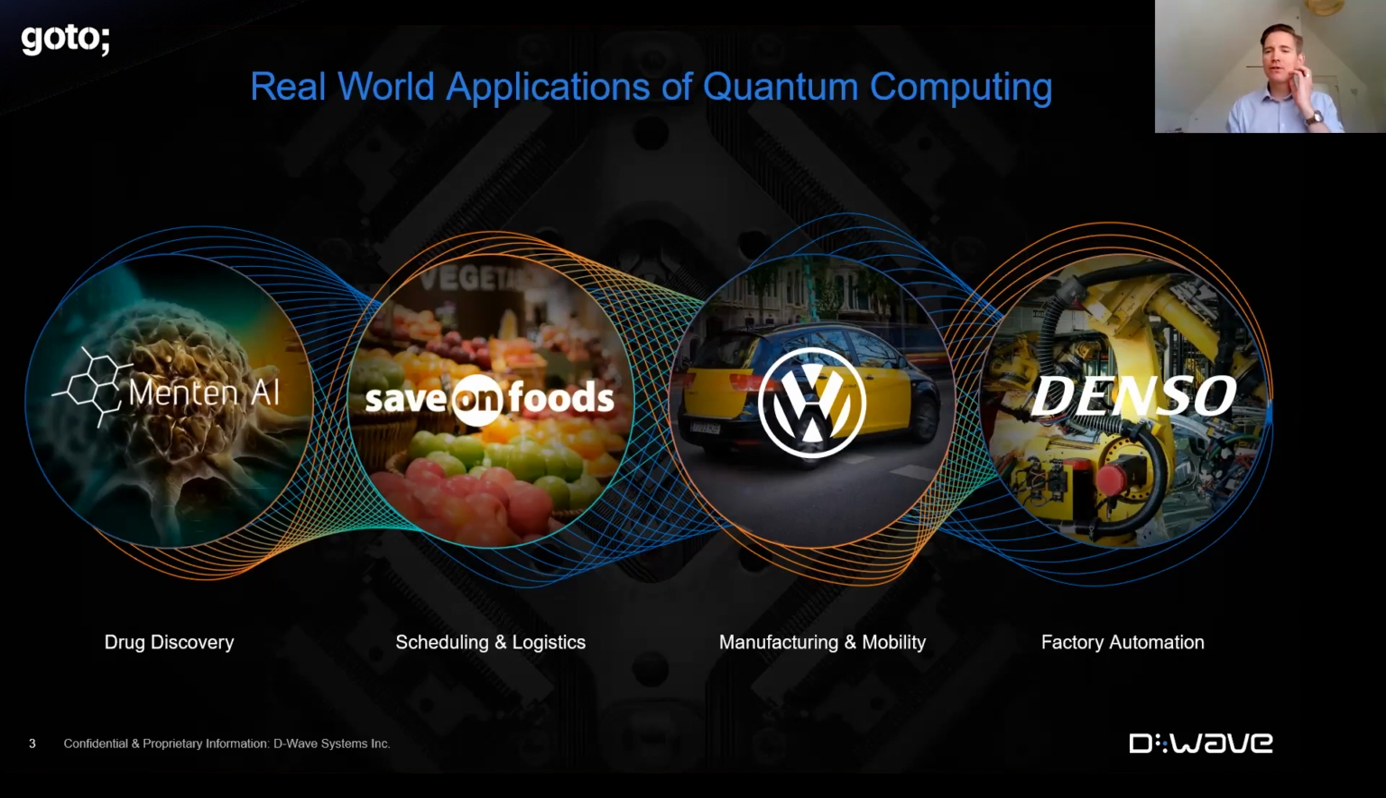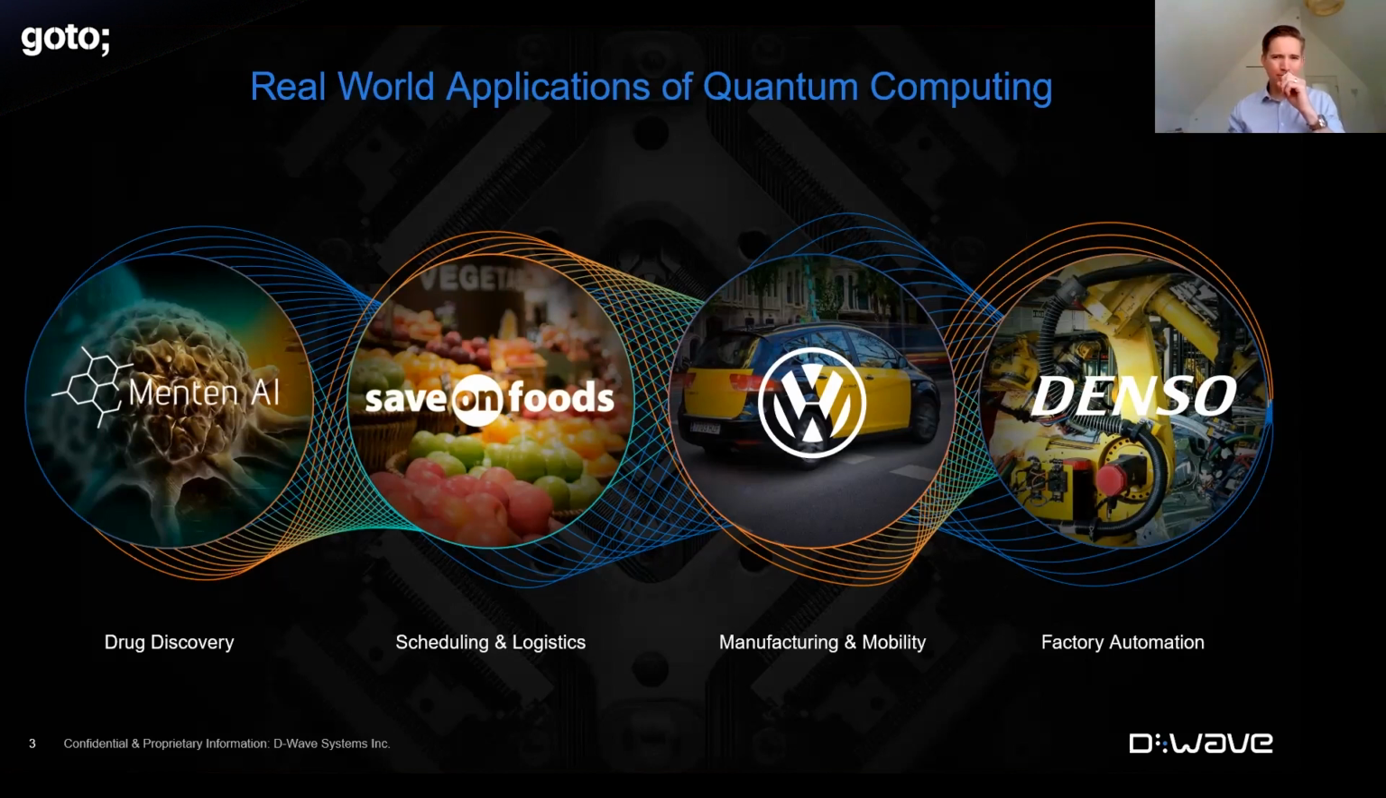And Denso is a major auto parts manufacturer in Japan. They are looking at tasks associated with factory floor automation, where you have robots and autonomously guided vehicles moving parts around, and looking at problems where you need to get parts from their locations to the places where they're needed in particular time windows.